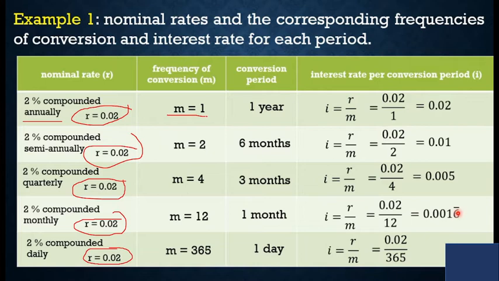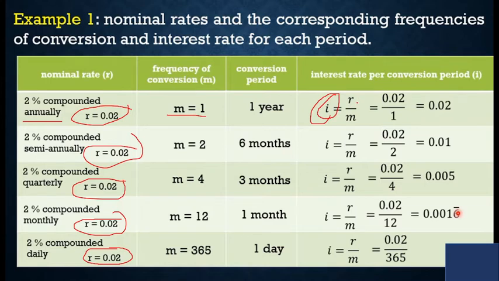For example, January, February, March is the first quarter. So one year has four quarters. 3 times 4 is 12. If compounded monthly, the conversion period is 1 month. Then 1 day for daily.